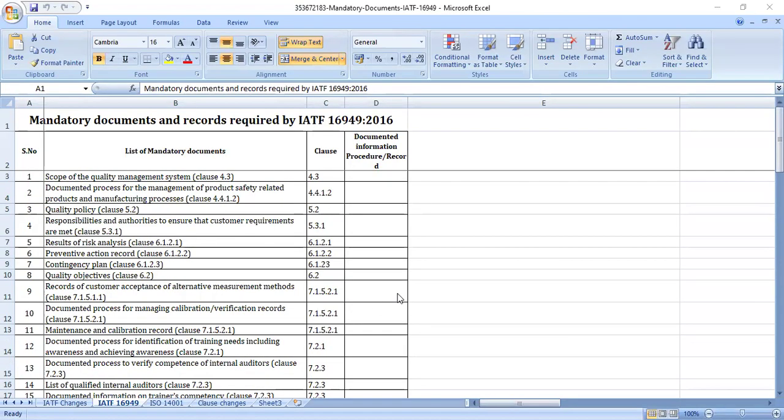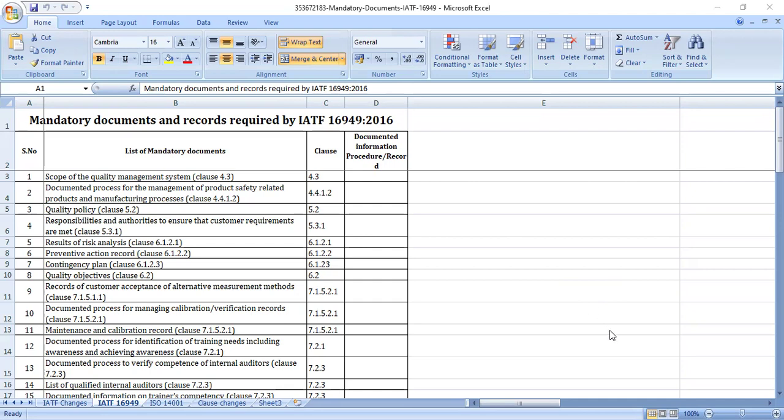So first is scope of the quality management system as per clause 4.3 of the standard. Then second is documented process for management of product safety related products and manufacturing processes as per subclause 4.4.1.2. Third is quality policy, clause 5.2. Fourth is responsibilities and authorities to ensure that customer requirements are met as per subclause 5.3.1. Fifth is result of risk analysis as subclause 6.1.2.1.